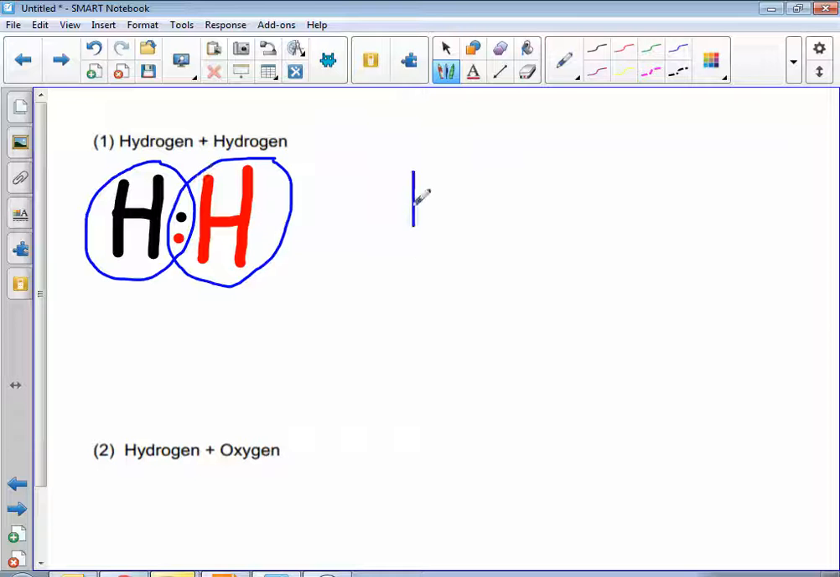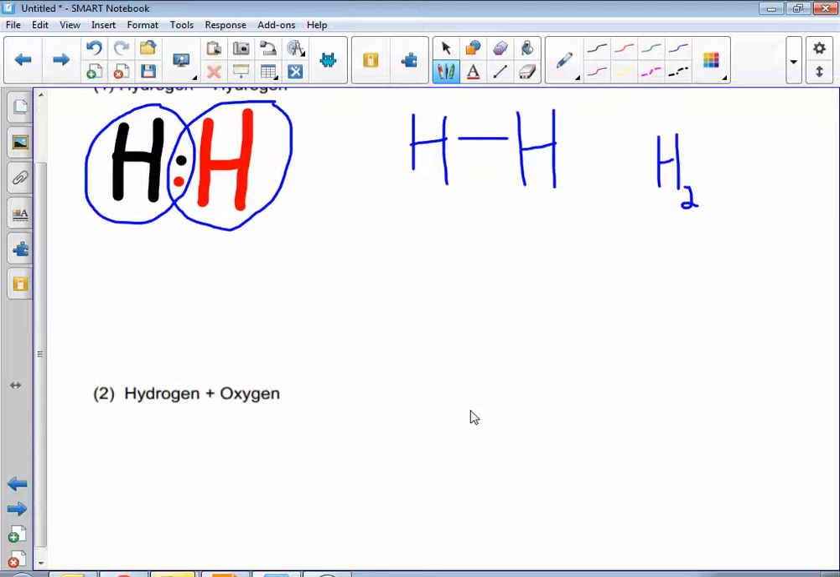And what you get is this H with a bond. We draw it this way. And then the final step, we write H2, which is hydrogen gas. So let's try the second one.